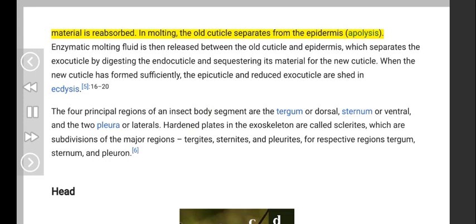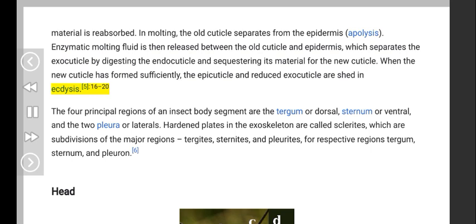In molting, the old cuticle separates from the epidermis, apolysis. Enzymatic molting fluid is then released between the old cuticle and epidermis, which separates the exocuticle by digesting the endocuticle and sequestering its material for the new cuticle. When the new cuticle has formed sufficiently, the epicuticle and reduced exocuticle are shed in ecdysis.